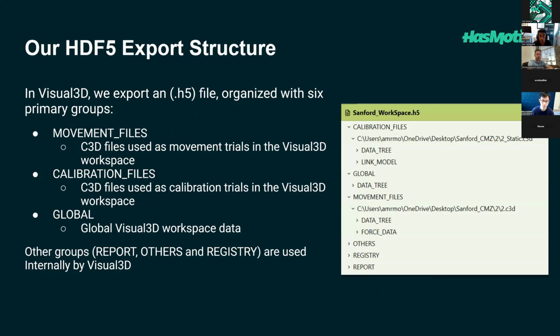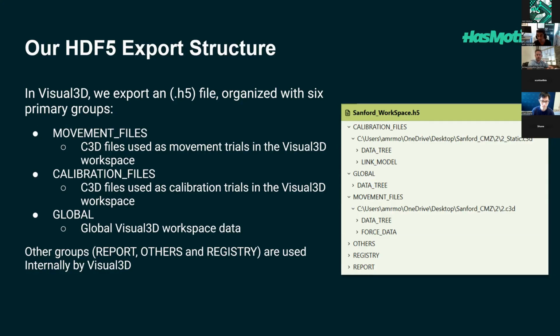For our HDF5 structure, which we use to replicate the functionality of the CMZ, we divided the file format into 6 primary groups. Feel free to browse it, and I think Clark will describe a little bit on how you can browse and read what is actually stored inside the file format. In our 6 primary groups, maybe the main group that has most of the data is called the movement files. It stores the C3D information from your actual trials.